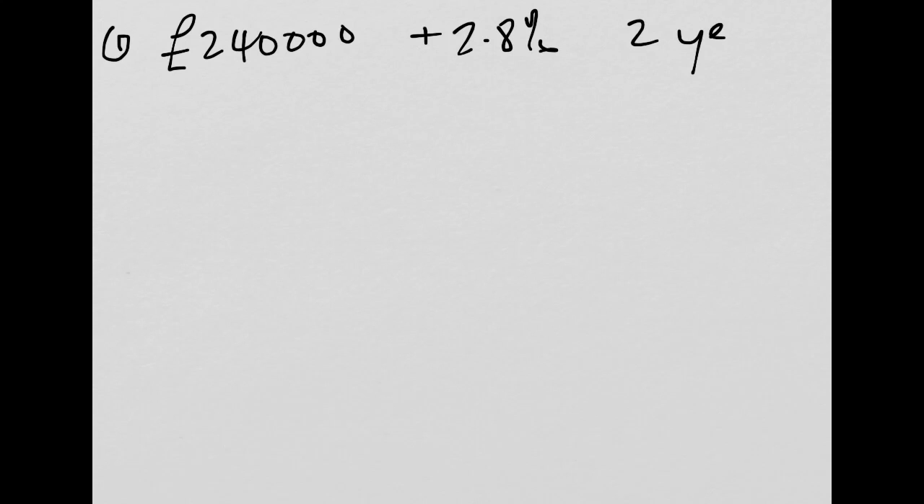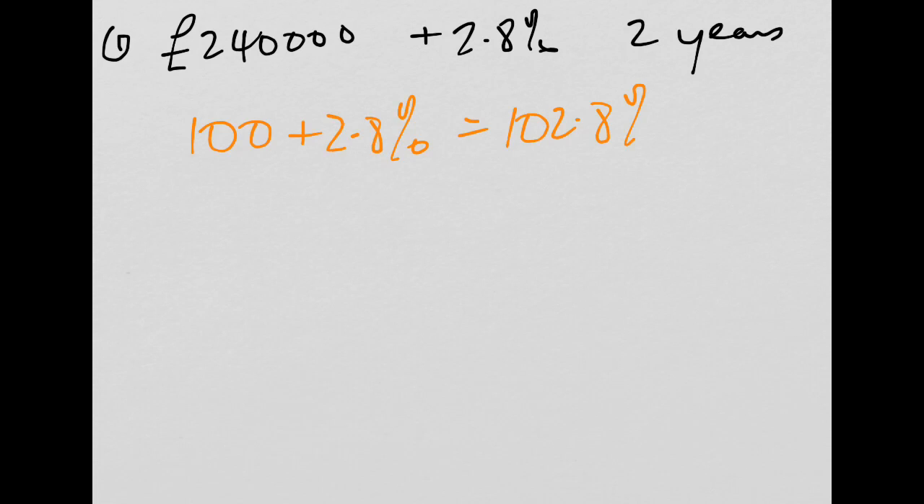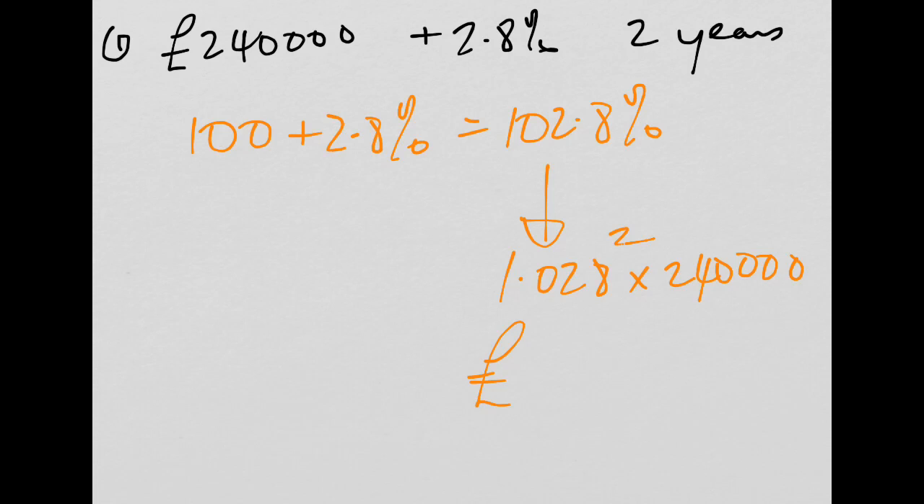We know the starting value is £240,000. We know it's increasing by 2.8%, and we know we've got to do it for 2 years. So 100 plus 2.8% is 102.8%, which as a decimal is 1.028. You've got to do that to the power 2 and then times it by the starting amount, and that gives you on your calculator an answer of £253,628.16. No rounding asked for.